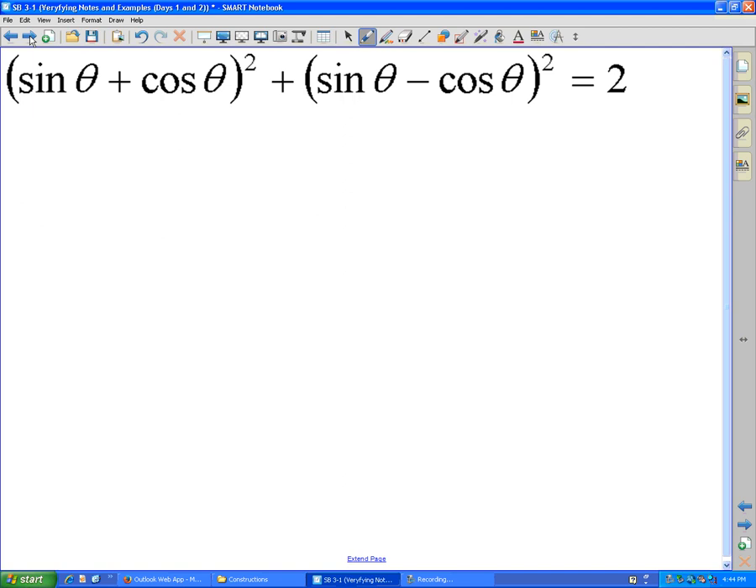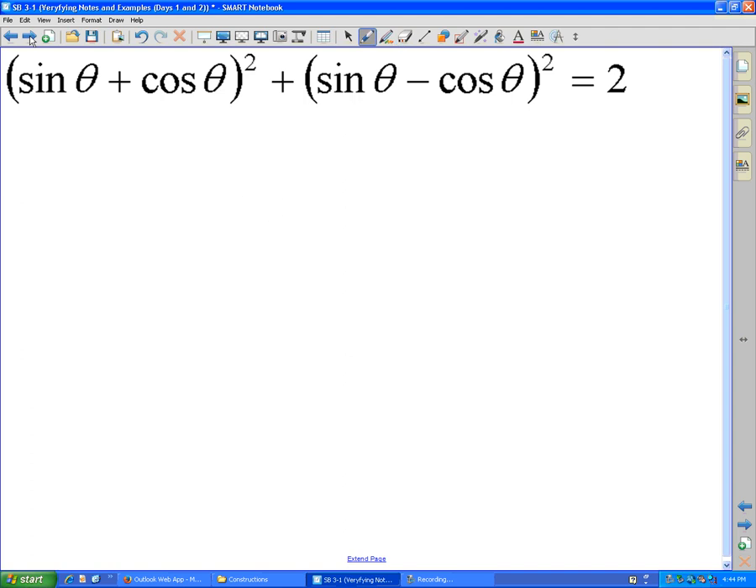All right, this one is a little bit more interesting and much more prone to mistakes. And the main reason it's more prone to mistakes is because people forget to FOIL. A lot of folks are going to just come up and say, hey, you know what, I think that sine plus cosine quantity squared is equal to sine squared plus cosine squared. And no, that's not actually true. Whenever you square a binomial, you have to multiply the binomial times the binomial. And so you're going to have to FOIL it out.